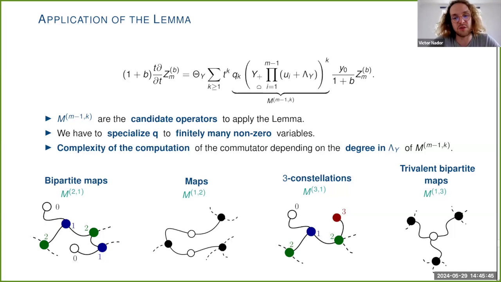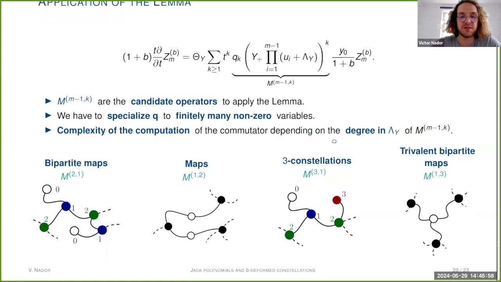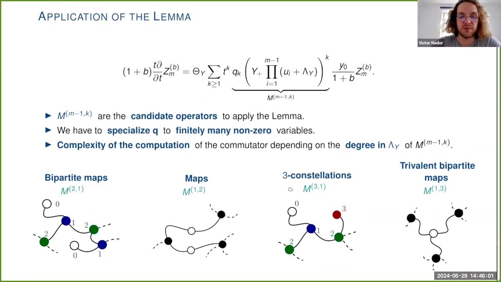And the complexity of the computation will depend on how many times you apply this cut-and-join-like operator. And so you can see here that it will appear at most n-1 k times. And in practice, we were able to deal with at most cubic constellations. So this includes bipartite maps and geometric maps, as well as face-weighted three-constellations and trivalent bipartite maps. So here we only have one set of variables that will be on the faces for each of these models. And then you can combine those that you can combine.